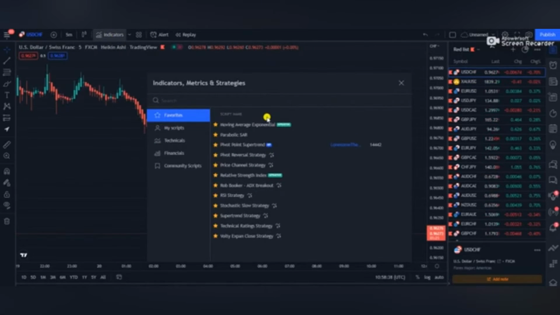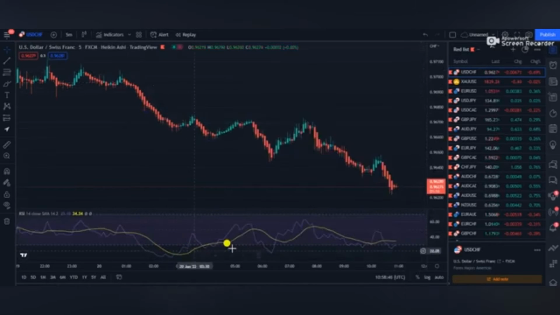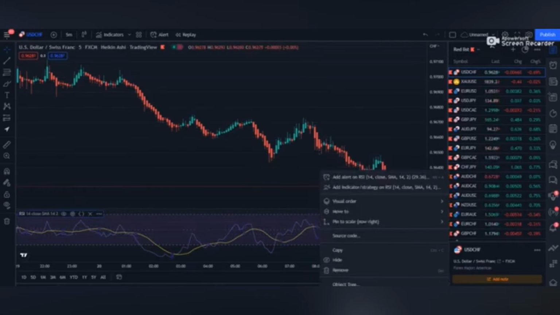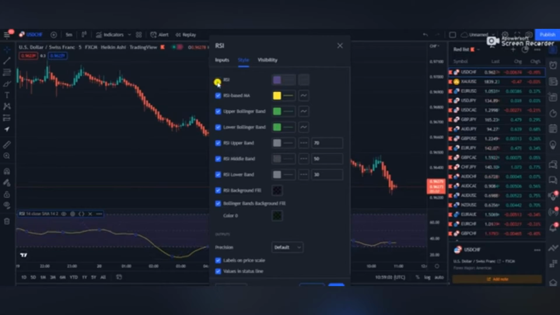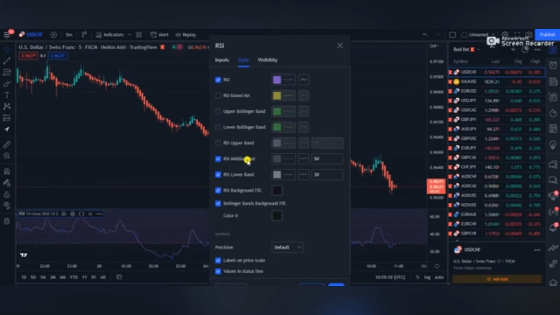We will be using three types of indicators. The first indicator will be the Relative Strength Index, that is RSI, right? If we attach the RSI on our screen, then guys, we need to make a few changes, because this is not what we need. We need to go into the settings by right-clicking on the yellow line. Now here you need to make some changes. You just need the first RSI, and then you need to check RSI upper band, lower band, and the middle band, and uncheck the rest. And then press this blue button.